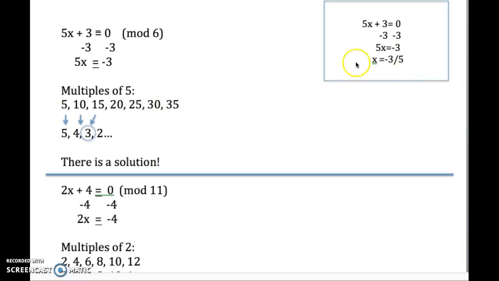We would then plug this back into here, and if we said this, it would be 5 times negative 3/5 plus 3 is equal to 0. So this is the solution that will make this side of the equation equal to this side.